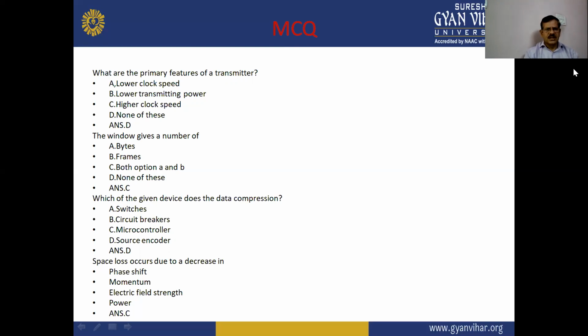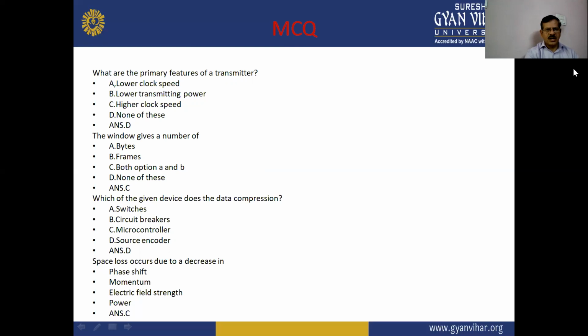Next, the window gives a number of bytes. Option A, bytes. Option B, frames. Option C, both options A and B. Option D is none of these. The correct answer here is option C. The window gives bytes and frames.